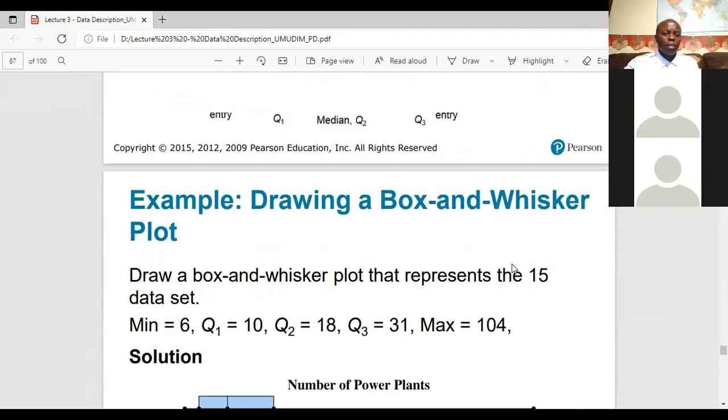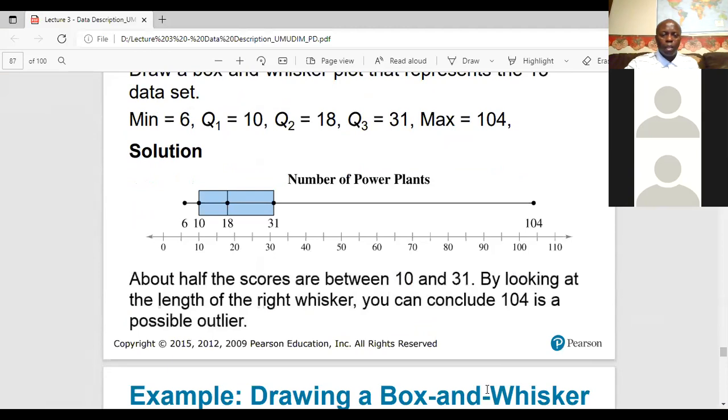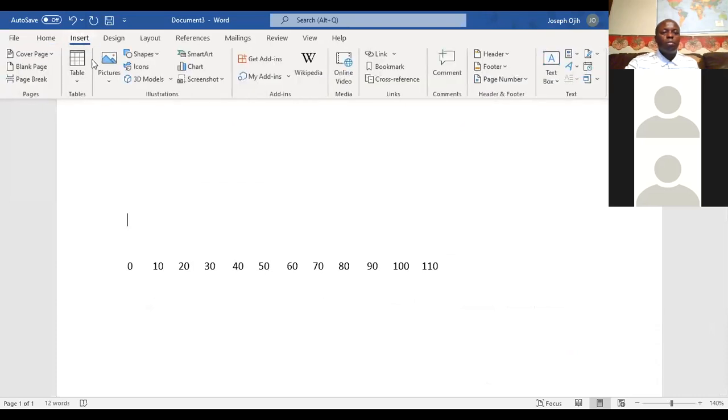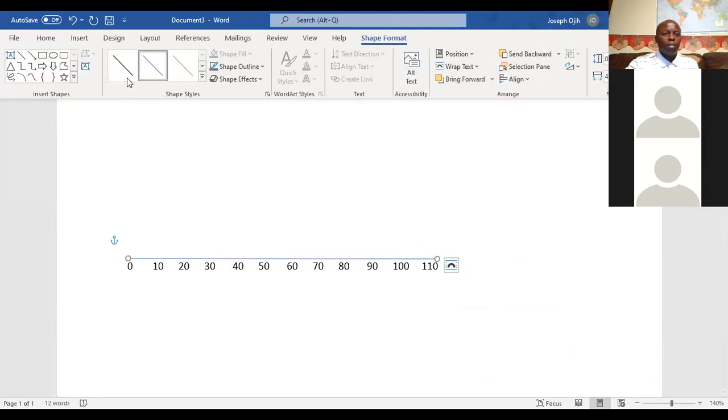All the way to 110. And you can then go down a little bit, and then you can begin to draw. Usually, in the classroom, it's much easier to show this on the board. You can draw this line. Make it thick.